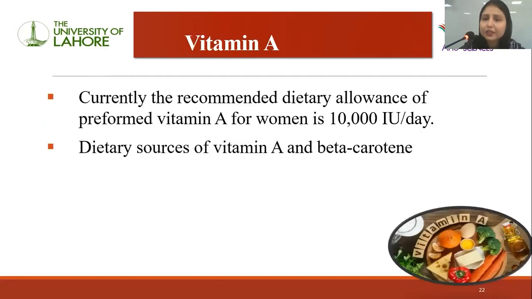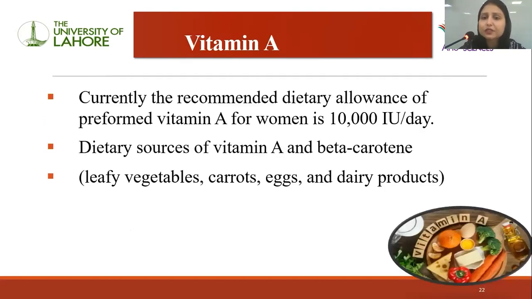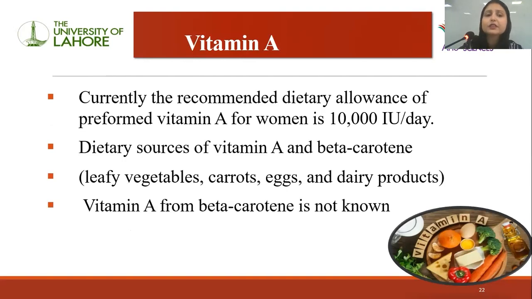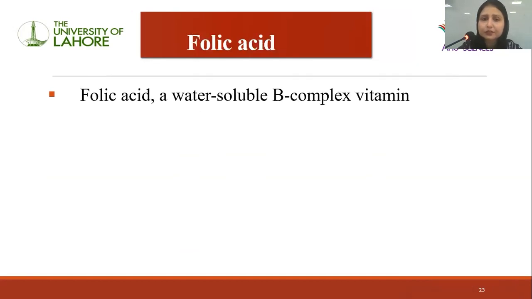And what is the RDA of vitamin A? 10,000 international units per day. And the dietary source is beta carotene. Different studies indicate that when we take vitamin A from plant sources, it is considered the best for the pregnant woman. And the sources are vegetables, eggs, and dairy products.